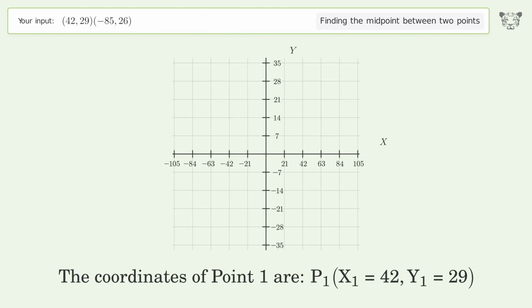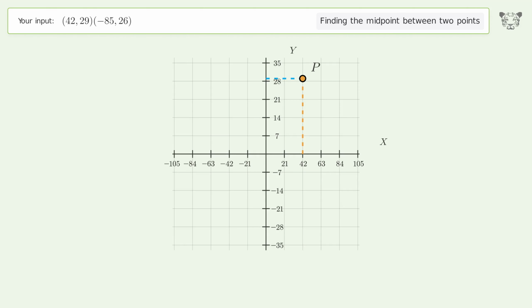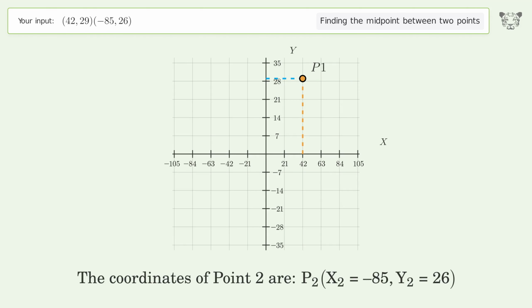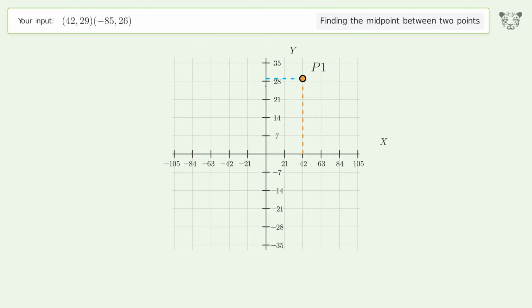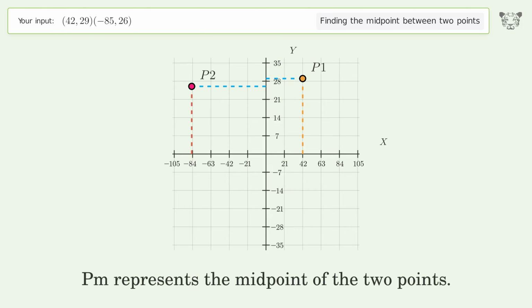The coordinates of point 1 are, x1 equals 42, y1 equals 29. The coordinates of point 2 are, x2 equals negative 85, y2 equals 26. PM represents the midpoint of the 2 points.